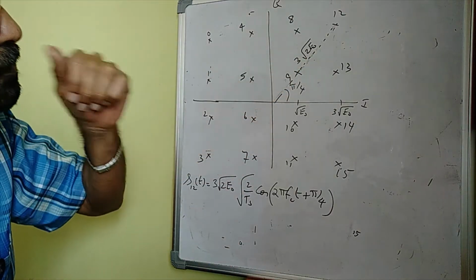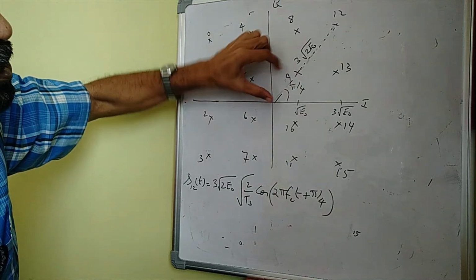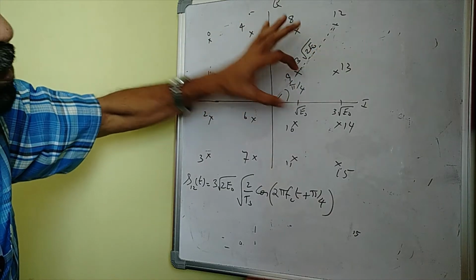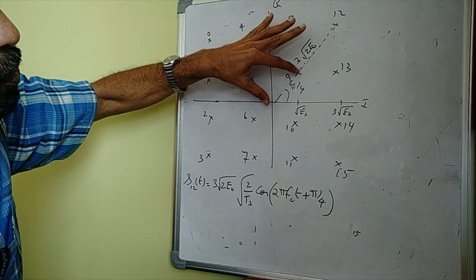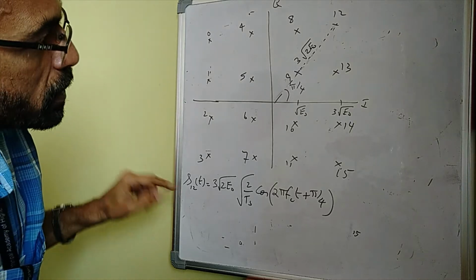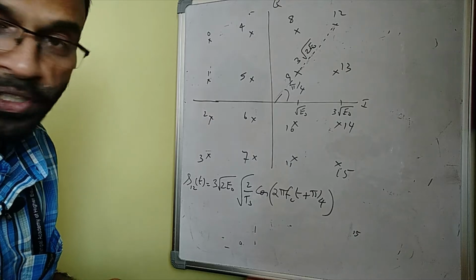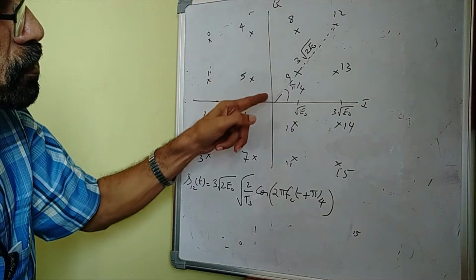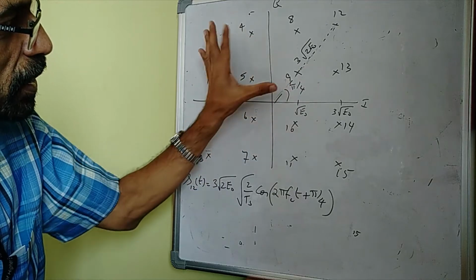And similarly, you can see if it was S9T for that matter, this would have been root E naught, and this would have been root of 2 E naught, and the signal S9T would have been root of 2 E naught, root 2 by Ts cos 2 pi FCT plus pi by 4. Any other signal point, you can see accordingly the angle, the phase as well as the amplitude changes.